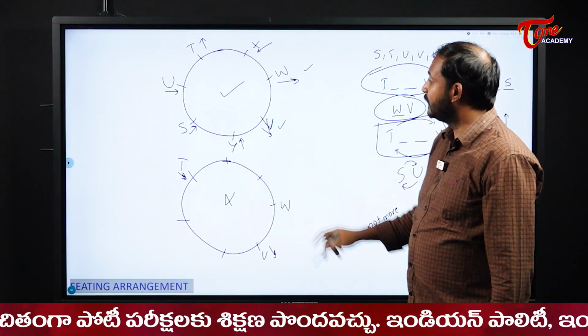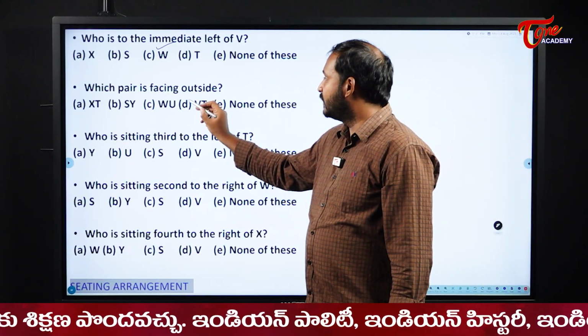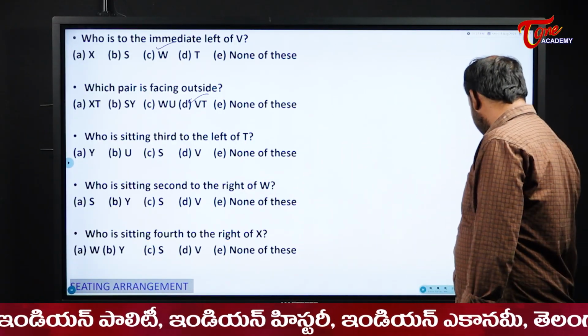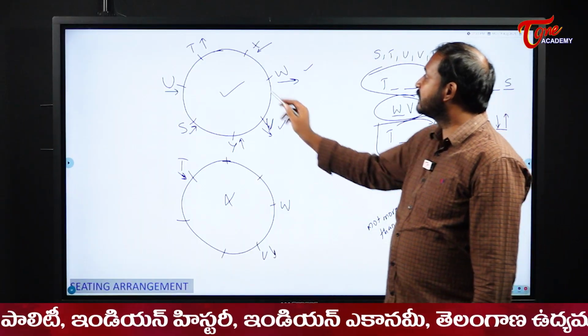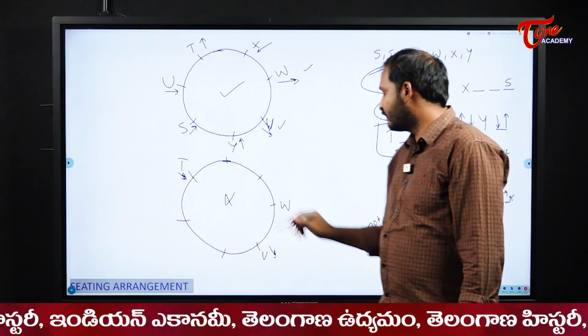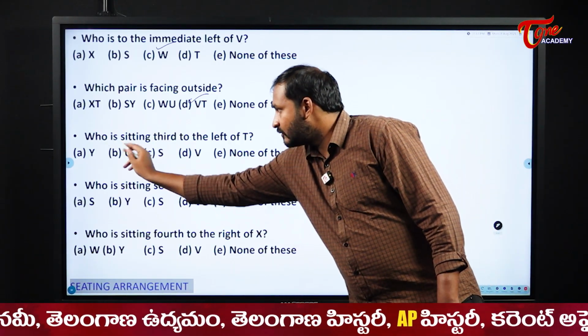V, W, T. V and T are facing outside. Who is sitting third to left of T? He is facing outward, so left means 1, 2, 3, Y. Y is sitting third to left of T.